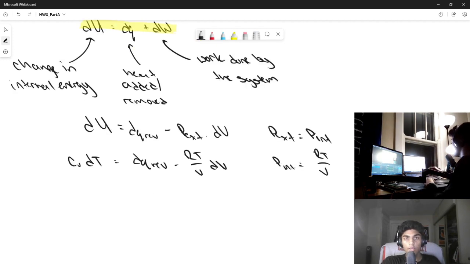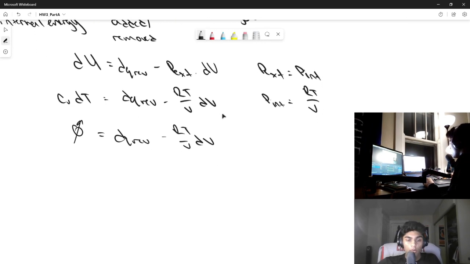Now, since we're working with an isothermal system, we can deal with this temperature factor here, and we're just going to set that equal to 0. Since, of course, it is an isothermal reaction, we are not changing any temperature. And so when we go ahead, we're going to rewrite the rest of this, minus RT over V dV. What we can end up doing is we're just going to equate both sides. So dq rev is going to equal RT over V dV.